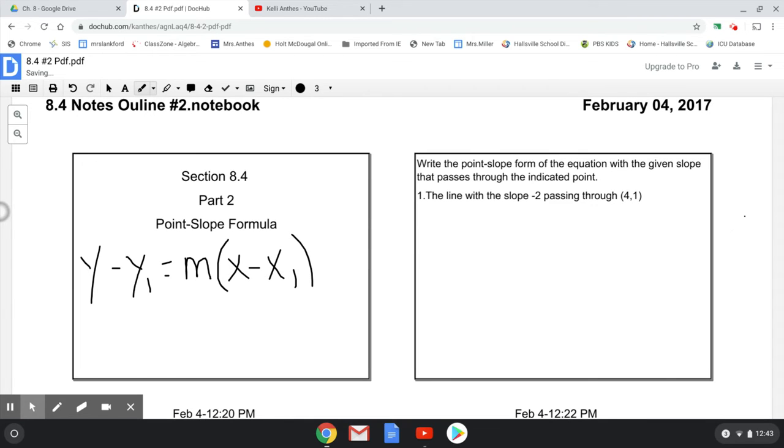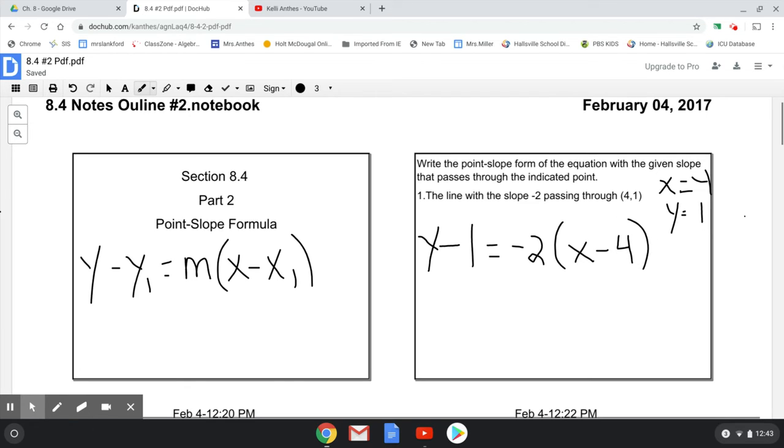Okay, so we're writing the point slope form of the equation with the given slope that passes through the indicated point. So our slope is -2, our x coordinate is 4, and our y coordinate is 1. So remember, the minus part is always in the formula. So we would have to start with y. So y minus our y value, which is 1, equals our m, which is -2, parentheses, x minus our x value, which is 4. And that's all you need to do to write that equation.